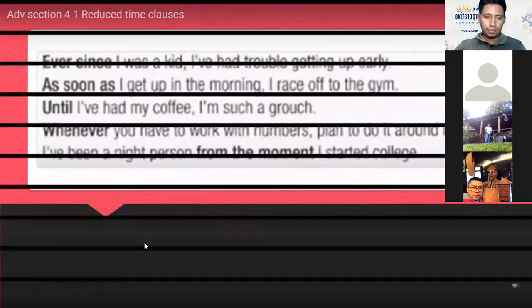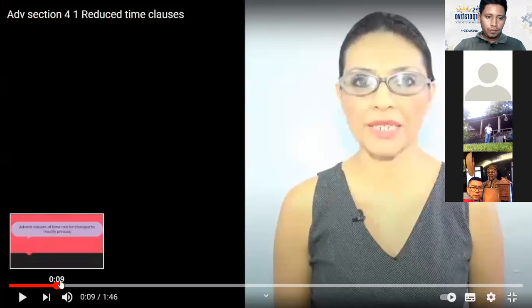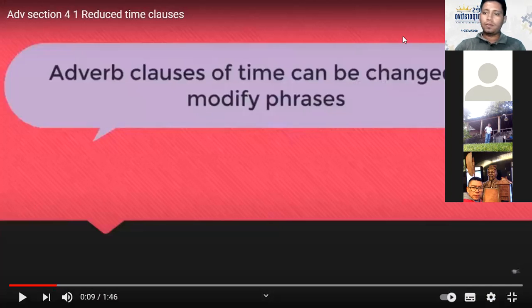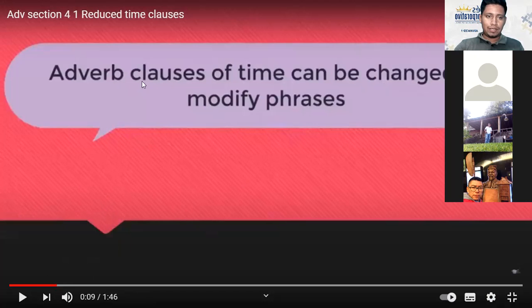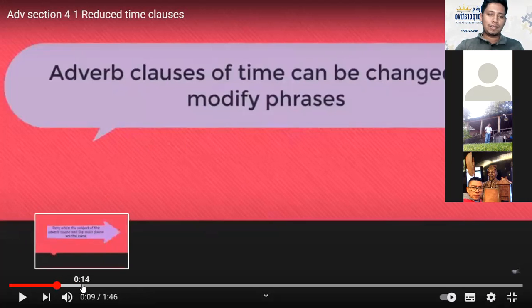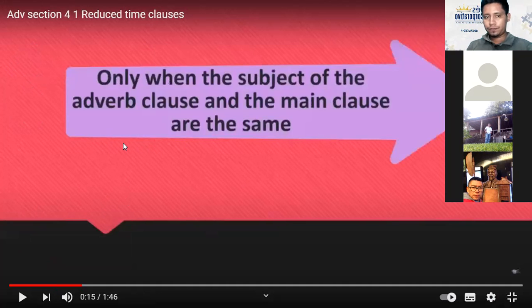Okay, very good. Finish up this following sentence. We're going to start with this. Adverb clauses of time can be changed to modify phrases. As we saw, we do have some examples there in the platform that we're going to be checking. But we're going to start with this. Adverb clauses of time can be changed to modify phrases. Did you watch the video before to solve the exercises? Yes, no? Actually not. No, you didn't.